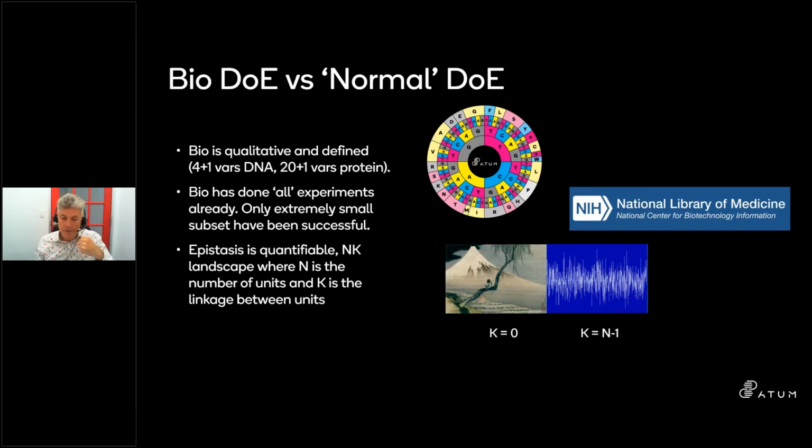But if every single amino acid is linearly additive, K equals 0. So in a world where K equals 0, protein engineering would be trivial, because all you have to do is make all amino acid substitutions, pick the best one separately for each residue, and then just combine them, and you will have the perfect space. So that's sort of the Mount Fuji of biology space. And of course, the other extreme is if everything talks to everything else.